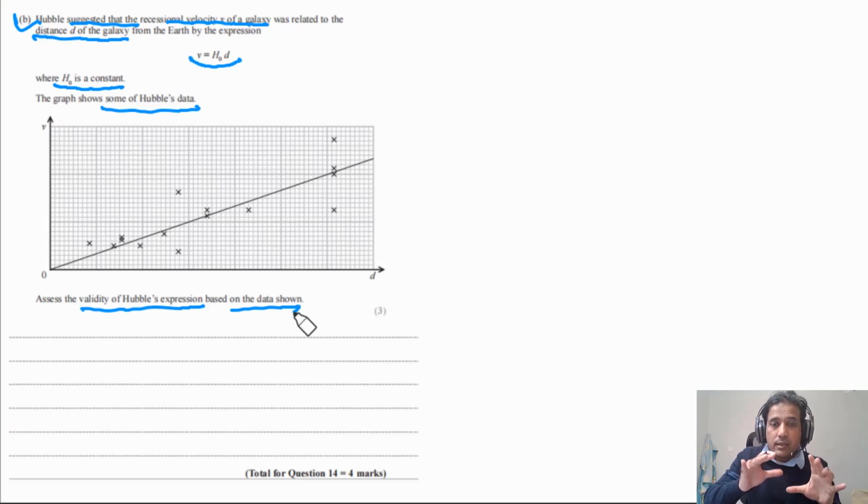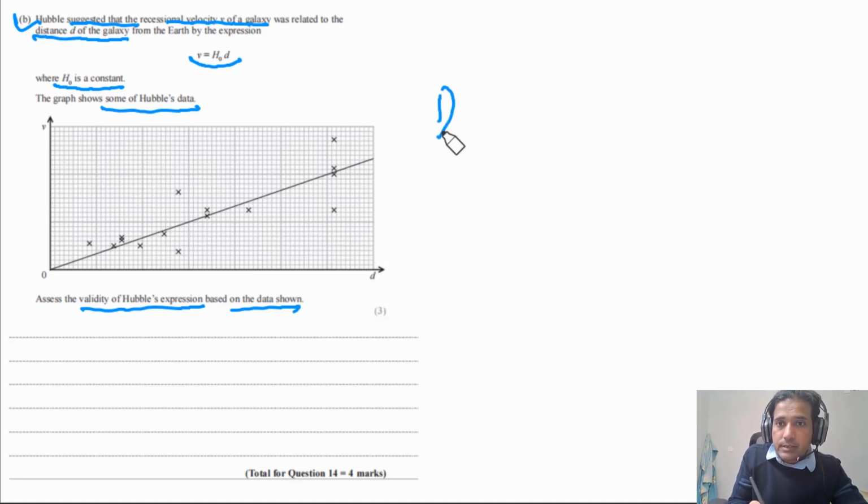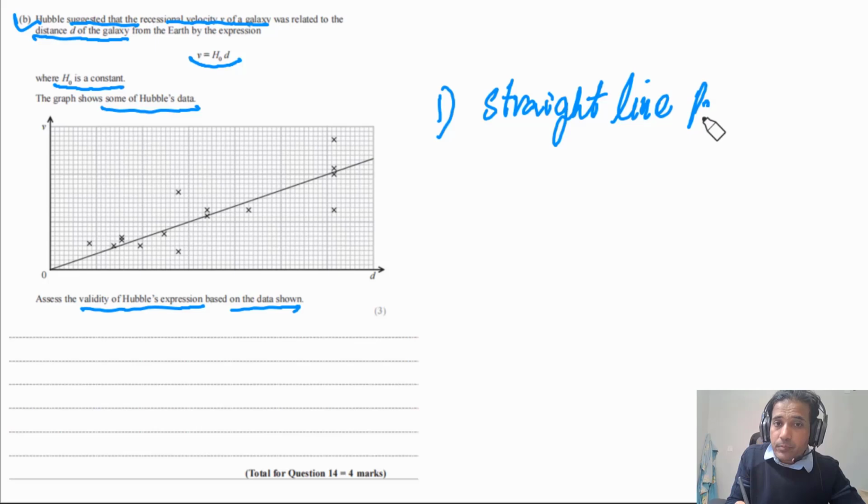You cannot say v is directly proportional to d, as h is constant, so it means this expression is valid. That is wrong. You have to explain based on data. This is how marks will be awarded. So first of all, if you look at the data, we can see this line is about a straight line. So simply we can say the line is a straight line passing through origin. So this is how you need to explain, looking at the graph, passing through origin.